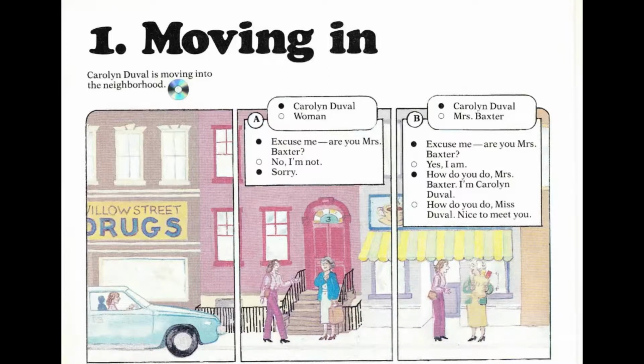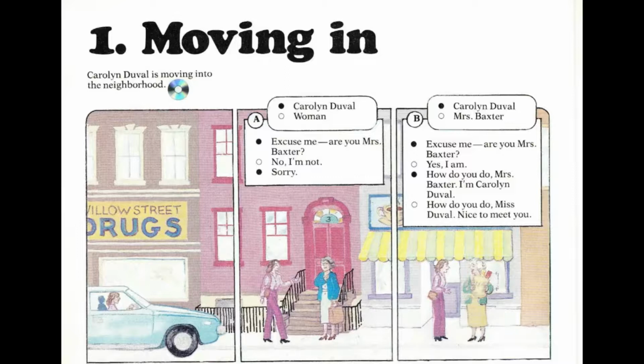Carolyn speaks to a woman first. Carolyn says, sorry. Sorry is the short form of I'm sorry. As you may know, in daily conversations, people don't usually say I am sorry. They make it short and say sorry, and that's enough. Then after that, Carolyn Duval is successful.